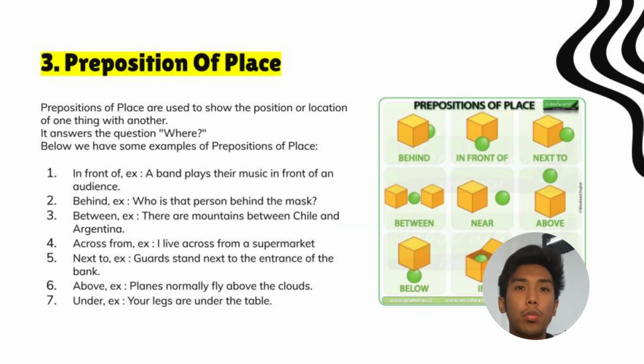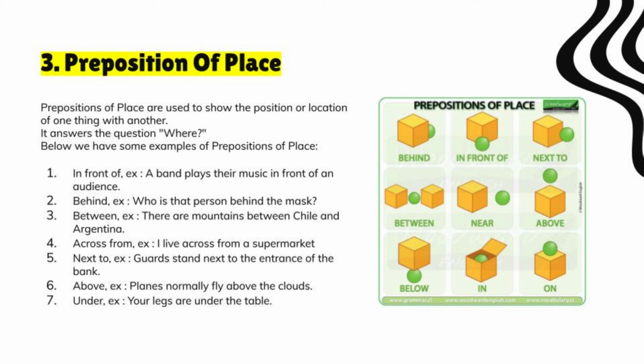And the last material I will explain is preposition of place. So prepositions of place are used to show the position or location of one thing in relation to another. It answers the question where. So there are a lot of prepositions of place. For example, on. And so the on preposition of place. For example, I will give an example of the preposition in front of.